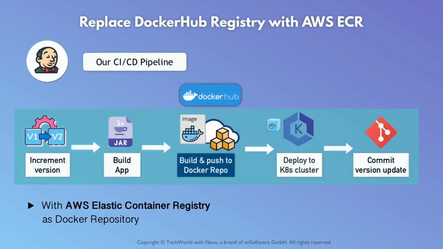So in this part, we're gonna replace the Docker Hub with AWS ECR. So we are already deploying to EKS cluster on AWS. And instead of pushing our images to Docker Hub and then fetching them from Docker Hub onto EC2 instances in our Kubernetes cluster, we're actually going to use the ECR, Amazon's container registry, as our Docker container registry.